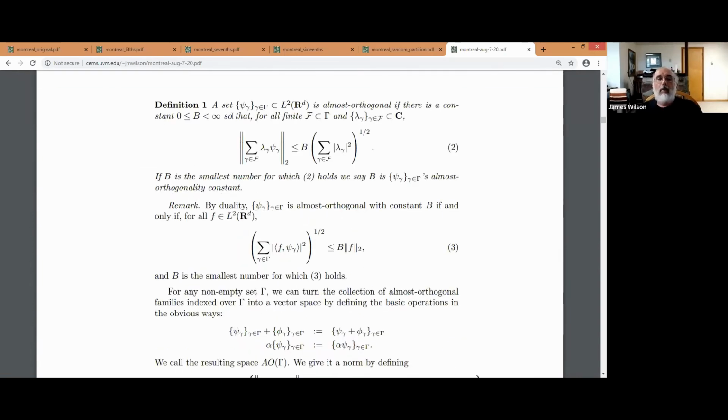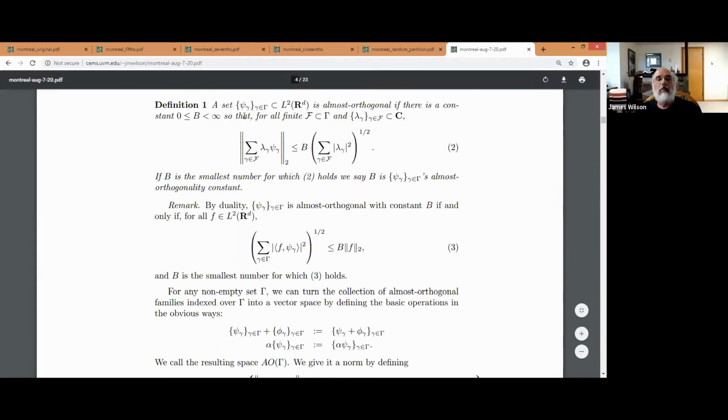So a set of size gamma, gamma and big gamma in L2 is called almost orthogonal if there's a constant b like this, so that for all finite subsets of big gamma and all finite collections of complex numbers like this, the L2 norm of this is bounded by b times the sum of the squares, square root, okay?